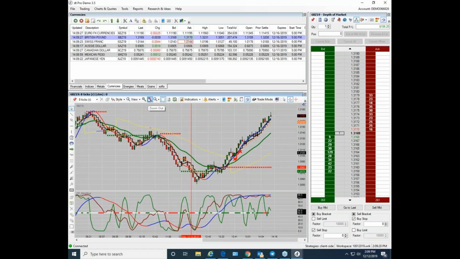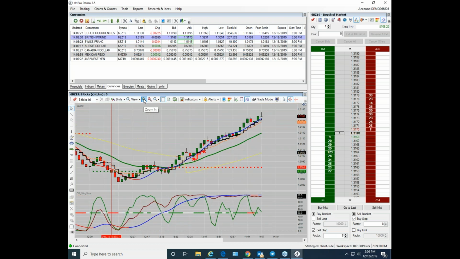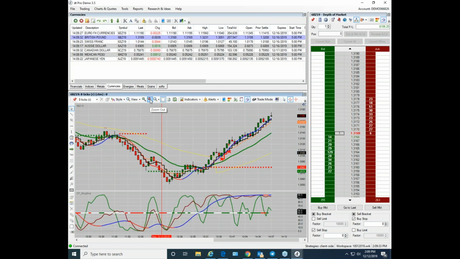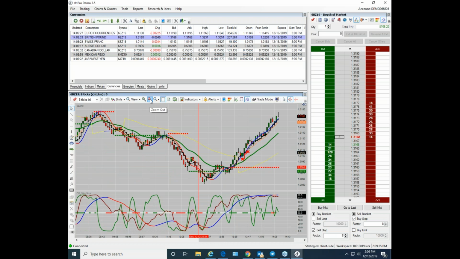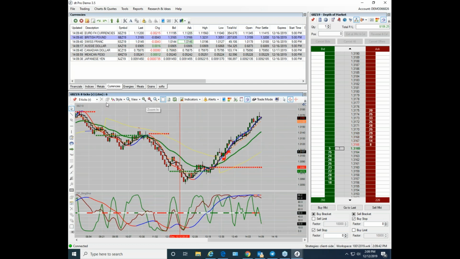Remember the trending thing. I know it's thrown around loosely. Okay, easier said than done. The solution to that is hitting the zoom out button. And when it's not easy and obvious, don't push any buttons. Okay. You're on a 4-tick range chart.